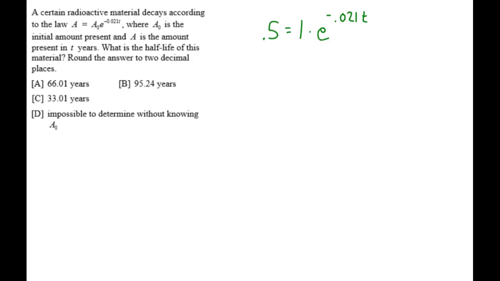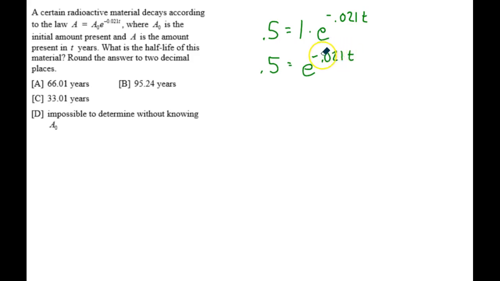So since we're dealing with radioactive decay and half-life, we don't necessarily need to know the initial amount and the ending amount. We just need to know the relationship that this is dealing with half-life. So if we let the initial amount be equal to 1, the half-life, how much is present, is going to be half of that. So half of 1 is 0.5. The reason we would do that is because now we're just taking 1 times this expression, which is just going to give us that expression. 1 times anything is itself. Now we have 0.5 equal to e to the negative 0.021 t.